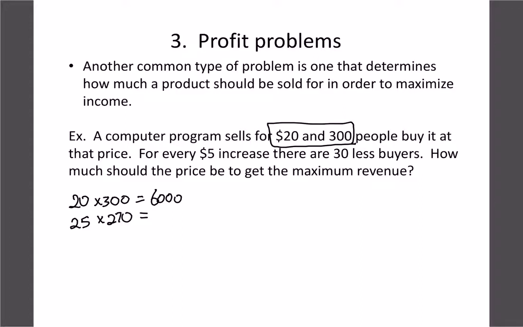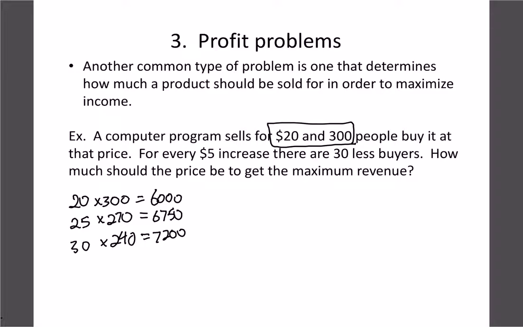So if we multiply those, you can see we actually make more money. We get $6,750. And let's try it again. If we make $30, we actually only get 240 sales. But if we multiply those, we get more money yet. So you can see it makes sense to charge more. Even though we're selling less of them, we're actually still going to make more of a profit. So that's how we want to set up our equation.